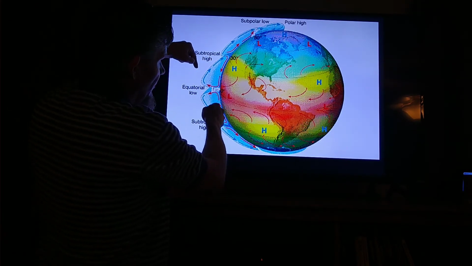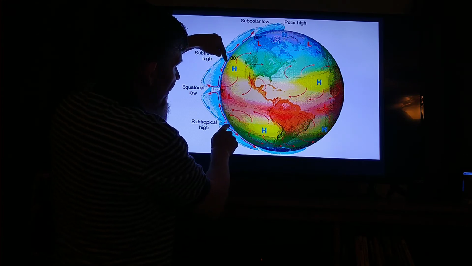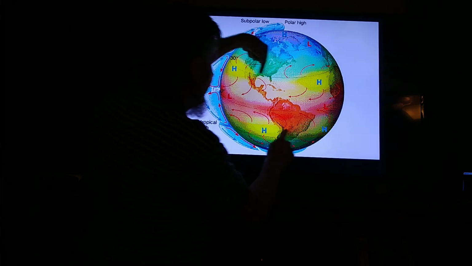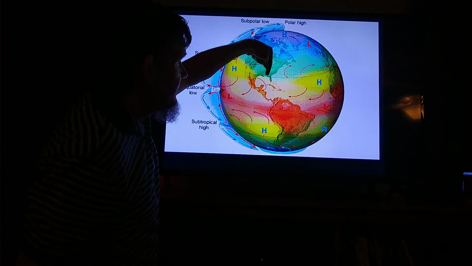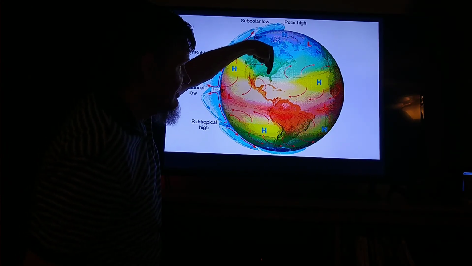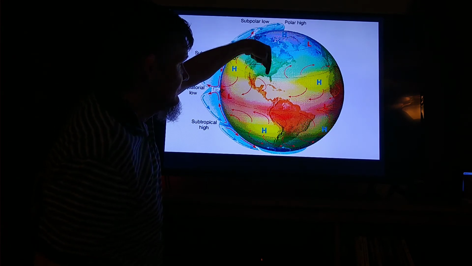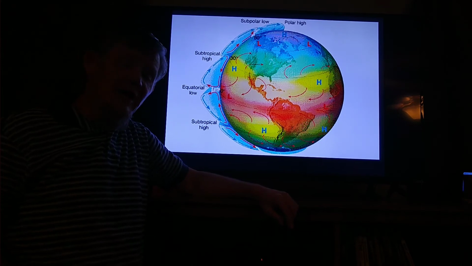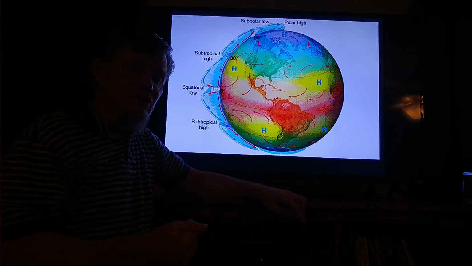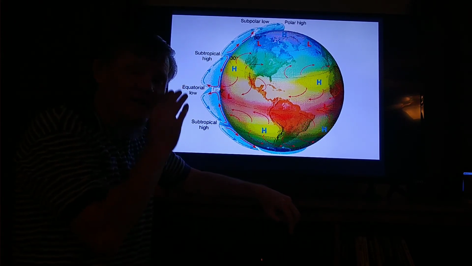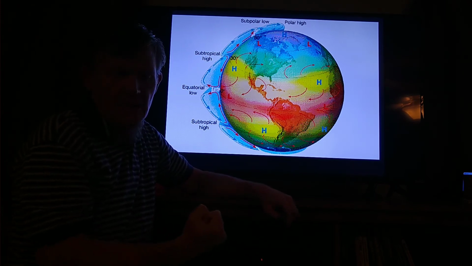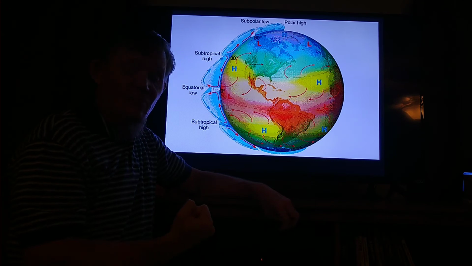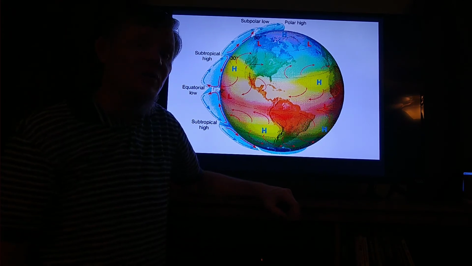This cool air then drops down at about 30 degrees latitude. And this line right here is about 30 degrees latitude. Where are we relative to 30 degrees latitude? We're just above it. We're right in this area, just above 30 degrees latitude. This cool, dry air that drops at 30 degrees latitude, it's what kind of air? It's dry. It doesn't have any moisture in it. So where do we find deserts? We find deserts around 30 degrees latitude.